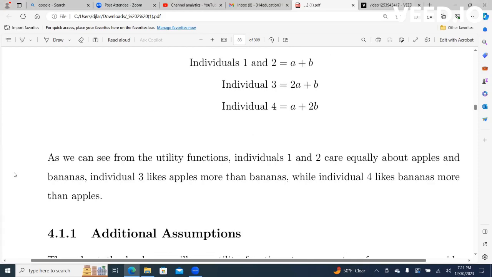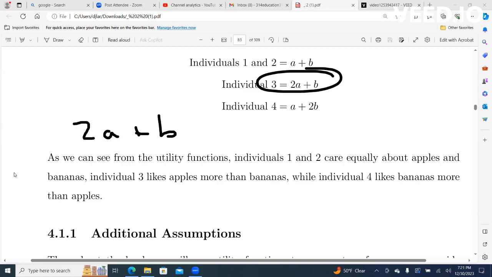As we can see from the utility function, individuals 1 and 2 care equally about apples and bananas. Individual 3 likes apples more than bananas, and individual 4 likes bananas more than apples. It's literally twice as much. So that's the easy thing that we see. If we like apples 2 times more than bananas, then 2A plus B. If we like apples 3 times more than bananas, then 3A plus B. If we like bananas 4 times more than apples, then A plus 4B. So we have those incredibly simple concepts there. They're just illustrating that.